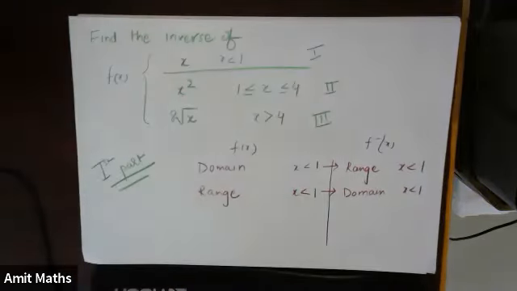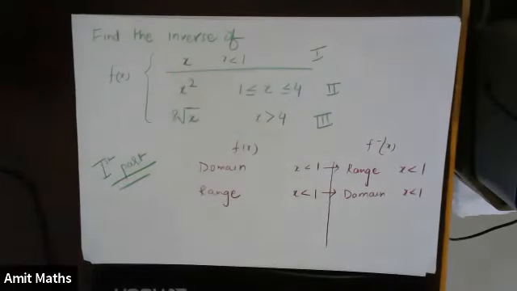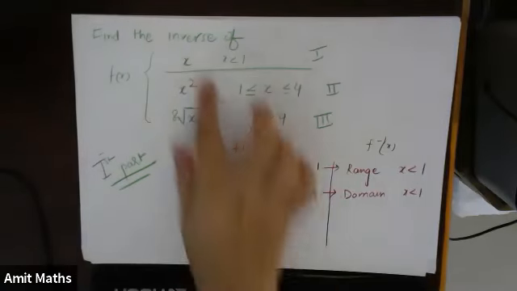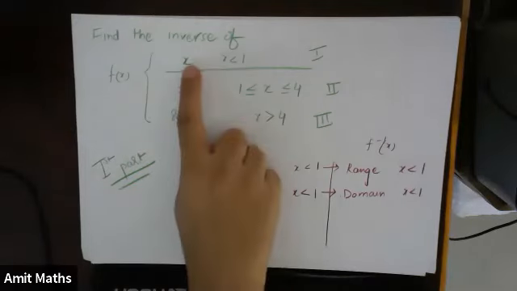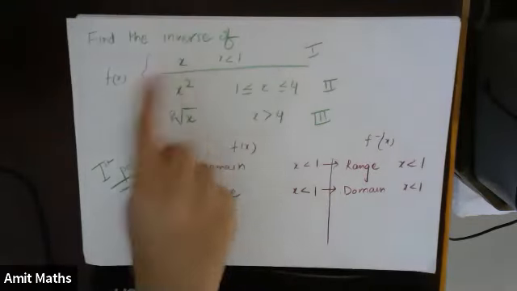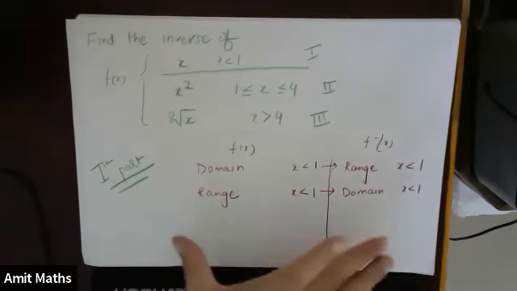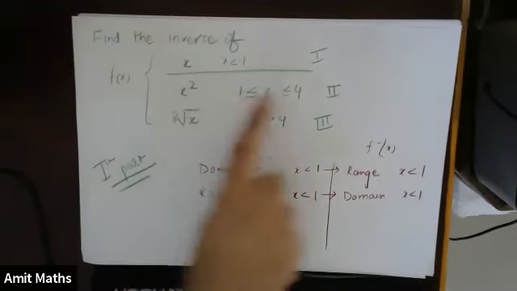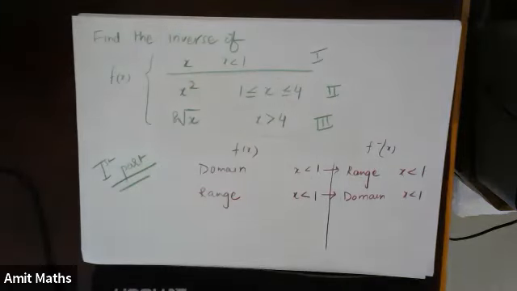Okay, so this is the first part. That means the first part will be exactly the same as whatever we got for f of x. So the inverse of f of x, when f of x is equal to x, is nothing but x itself. The first part is quite simple. Now do the same thing for the second part. The domain is already given. Find the range of the second part.